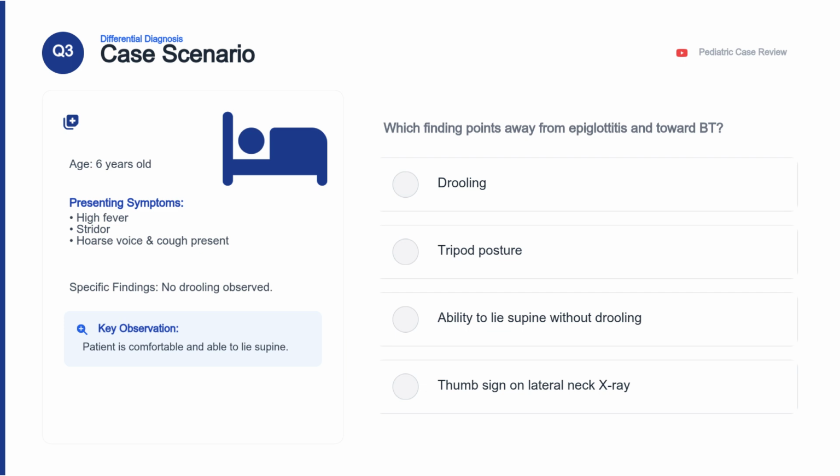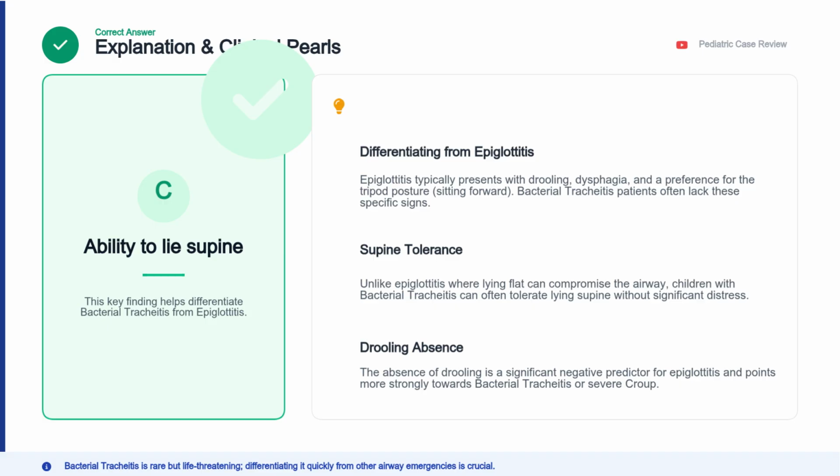Option B, tripod posture. Option C, ability to lie supine without drooling. Option D, thumb sign on lateral neck radiograph. The correct answer is C, ability to lie supine without drooling.